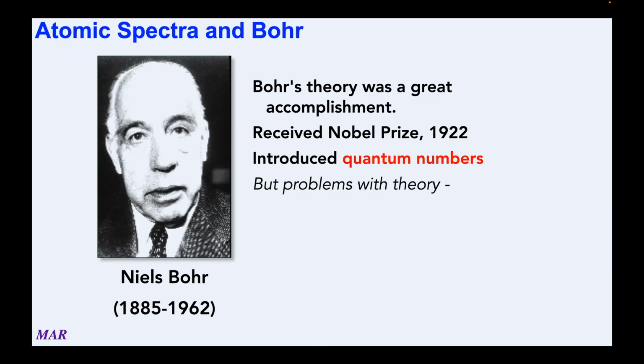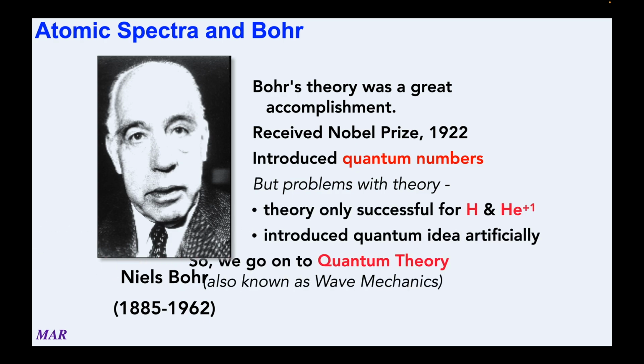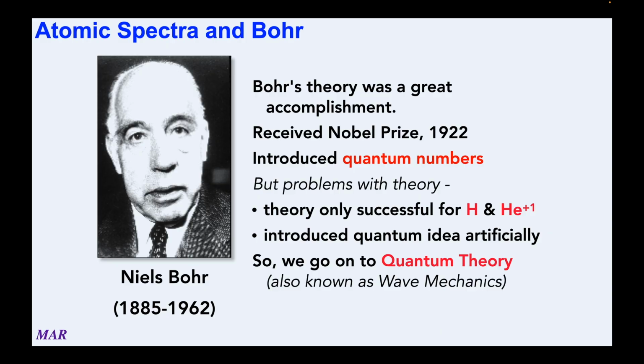So Bohr is great. He got the Nobel Prize, and he deserved it. There's an element named after him, and he really started to introduce what are called quantum numbers, which we'll talk about in a little bit. But Bohr just kind of came out of left field, so his theory wasn't perfect. First of all, Bohr's theory worked great for hydrogen, which is what we're going to focus on in lab, and it also worked really great for the helium plus 1 ion. And both of those, hydrogen and helium plus 1, have only one electron in them.